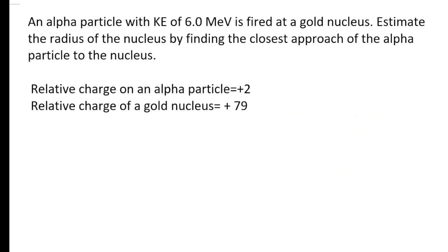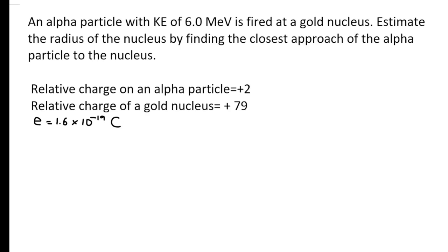Here's a question for you to try. An alpha particle with kinetic energy 6 megaelectron volts is fired at a gold nucleus. Estimate the radius of the nucleus by finding the closest approach of the alpha particle to the nucleus. Relative charge on an alpha particle is +2. Relative charge of a gold nucleus is 79. Take the value of e to be 1.6 times 10 to the power of negative 19 coulombs.